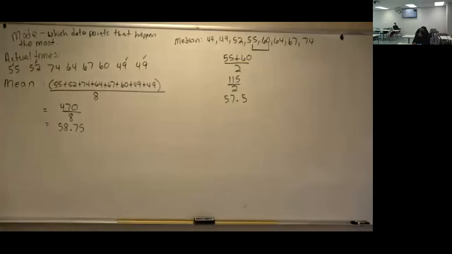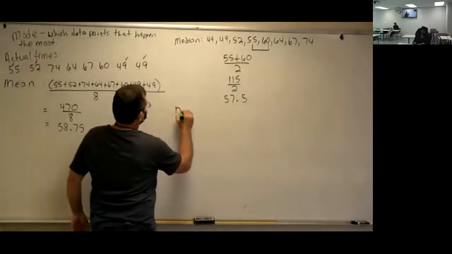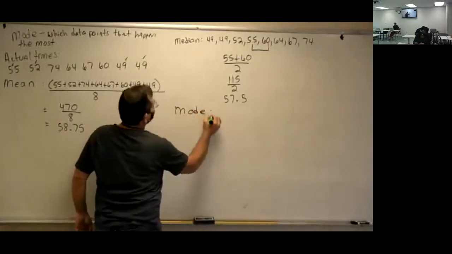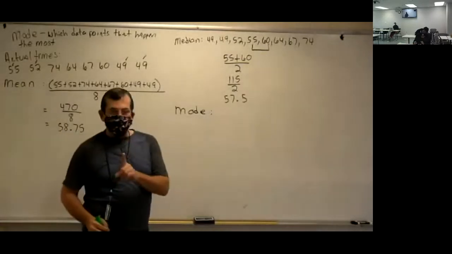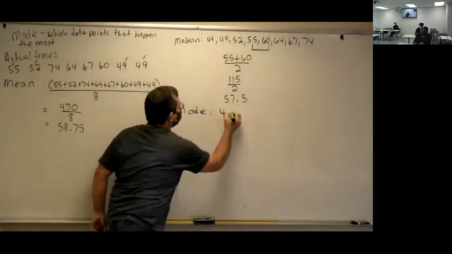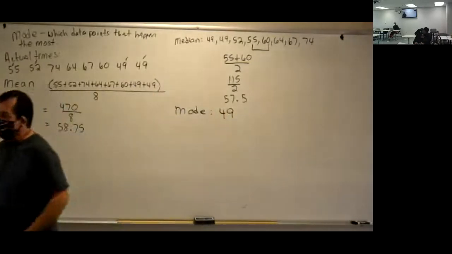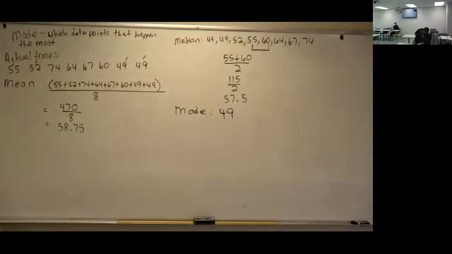And then the last one I'm going to do is the mode. So out of them 8 data points, which one happens the most? 49. So they have one twice. It looks like everybody else has just one. So the mode would be the 49. So these are 3 different ways you can look at data.